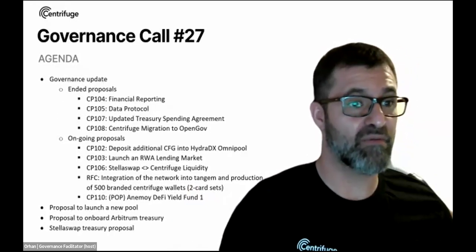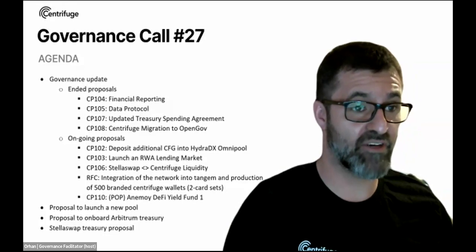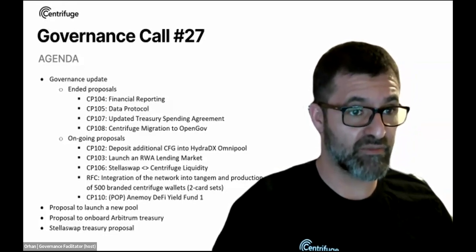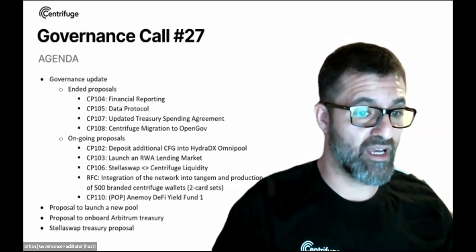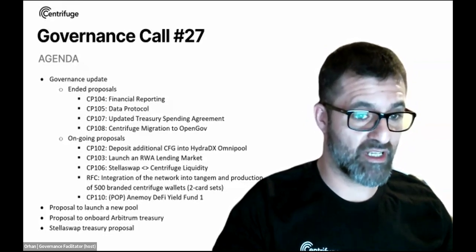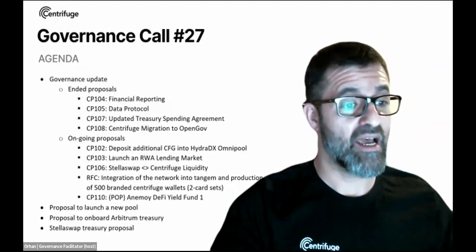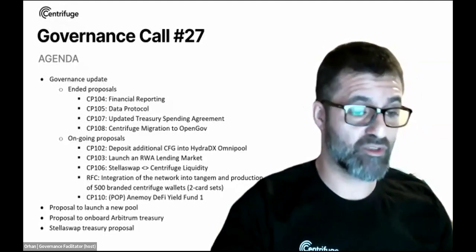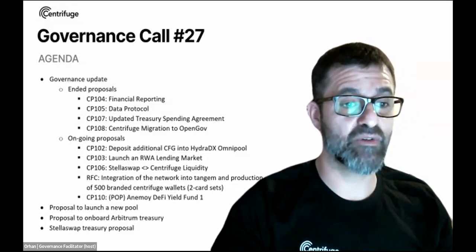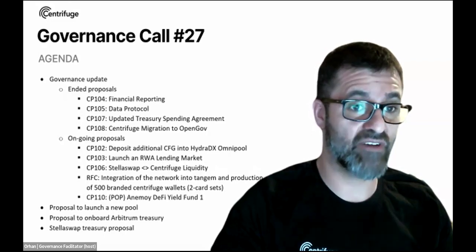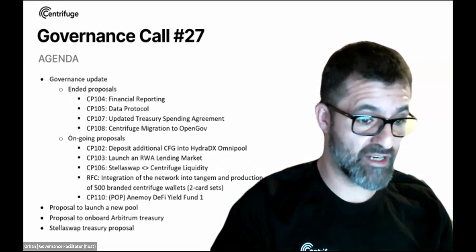No? Well, from proposals that have ended and passed to those that are live right now, there are still 5 proposals live on our forum. 4 of them are treasury proposals, and we've already discussed some of them in the previous calls. The treasury proposal from Hydra to deposit liquidity into the RWA lending market we talked about in the last call. Then there's the Stellaswap treasury proposal, which is on the agenda today, so we will hear about that later. And then there was the integration of CFG into Tangem and the 500 branded wallets. So those are the 4 treasury proposals that are yet to go live on chain.